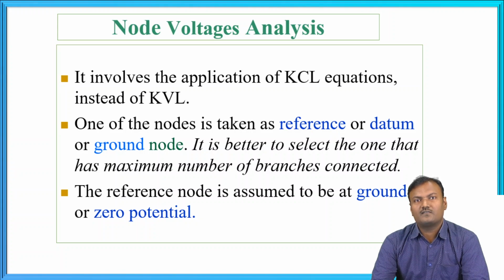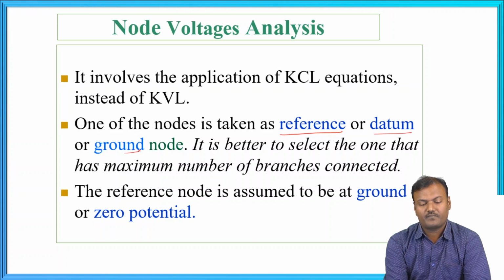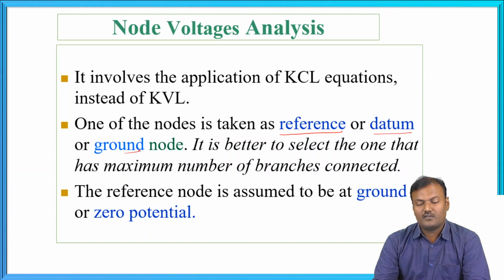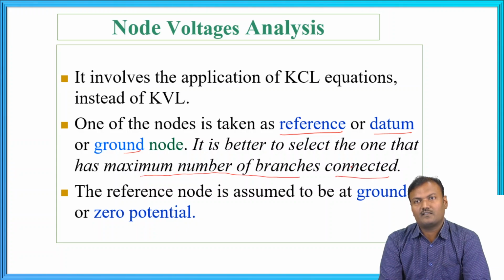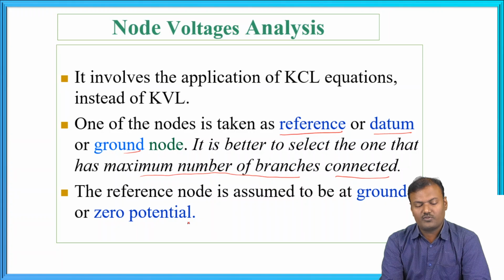And the second point is that one of the nodes in a given circuit is taken as a reference, which is assumed to be at ground potential. The other names for this node are datum node or ground node. The node where the maximum number of branches are connected is to be selected as the reference node, and the reference node is assumed to be at zero potential or ground potential.